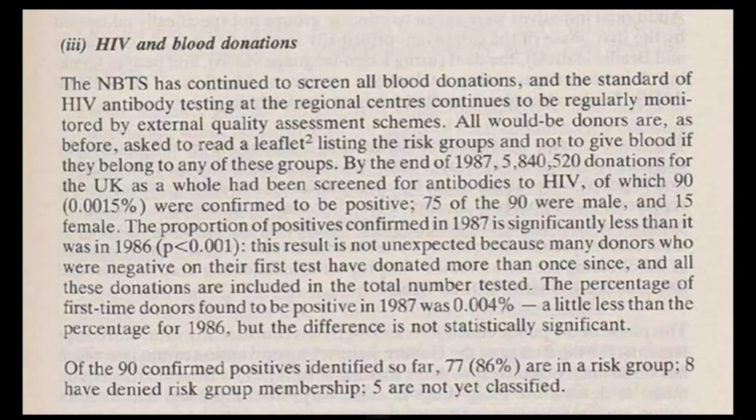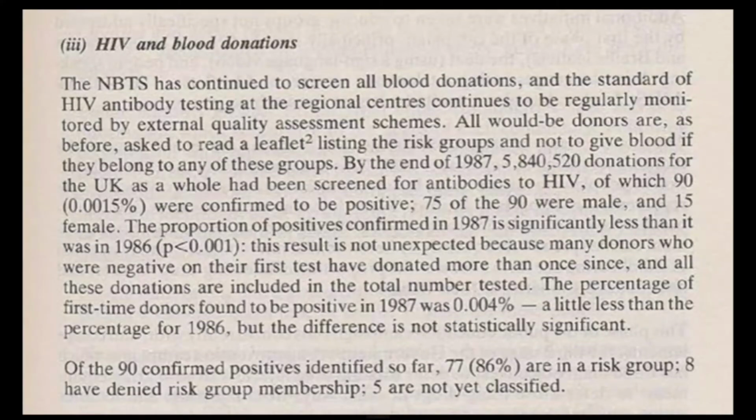The proportion of positives in 1987 was significantly less than it was in 1986, which was considered to confirm that many donors had been screened out, and people who tested negative on their first test donated more than once since. So insofar as those statistics go, that was a positive trend.